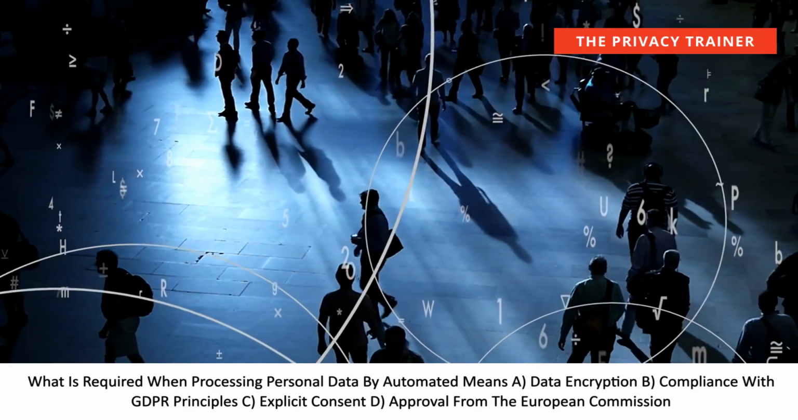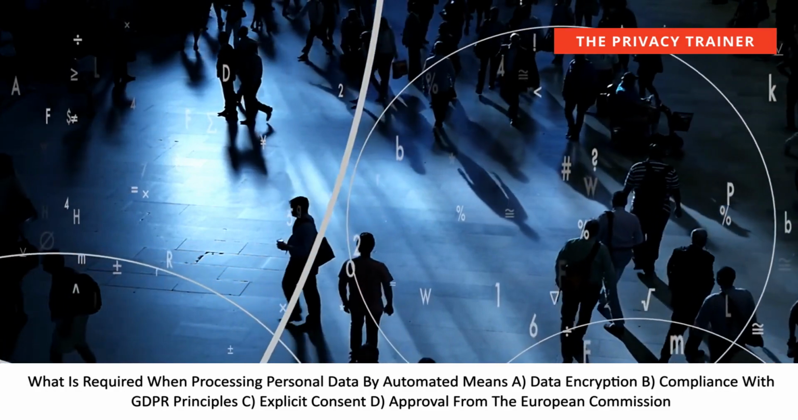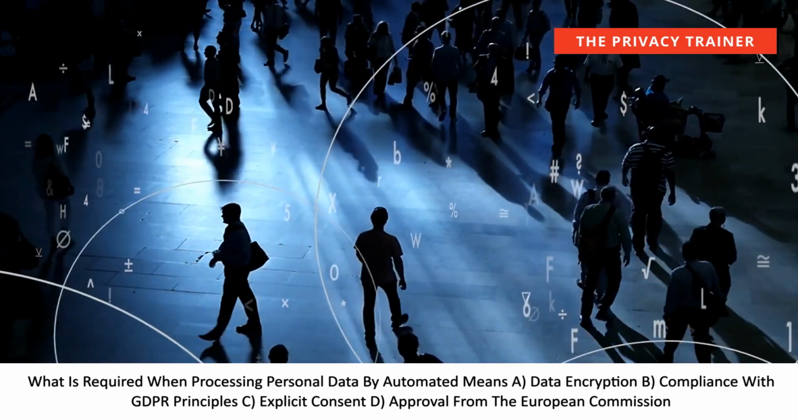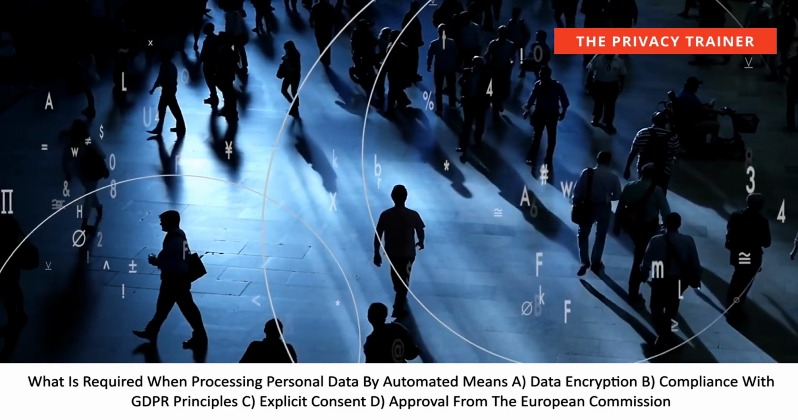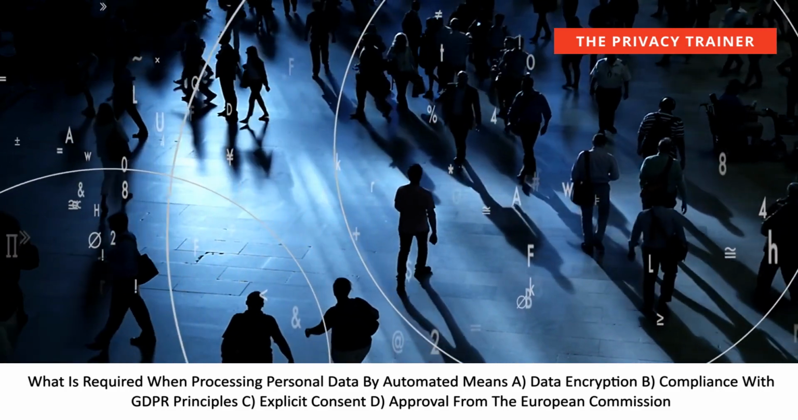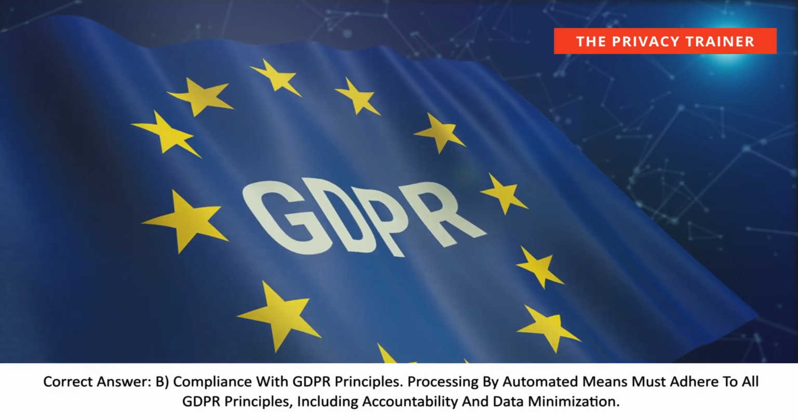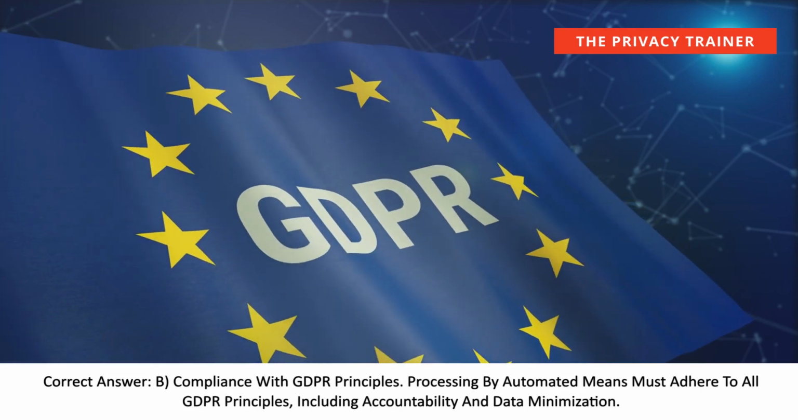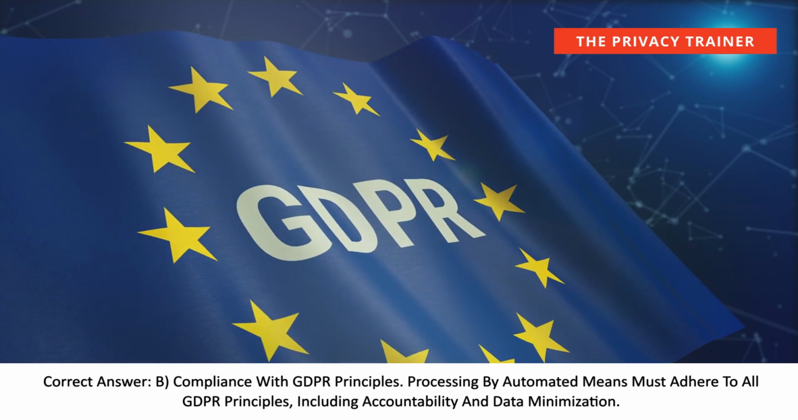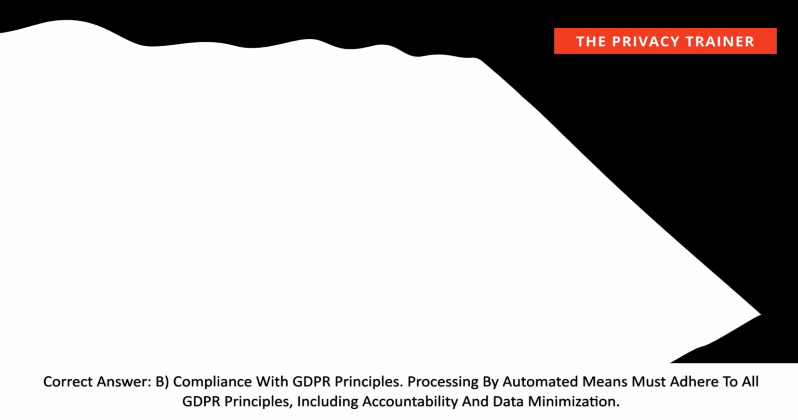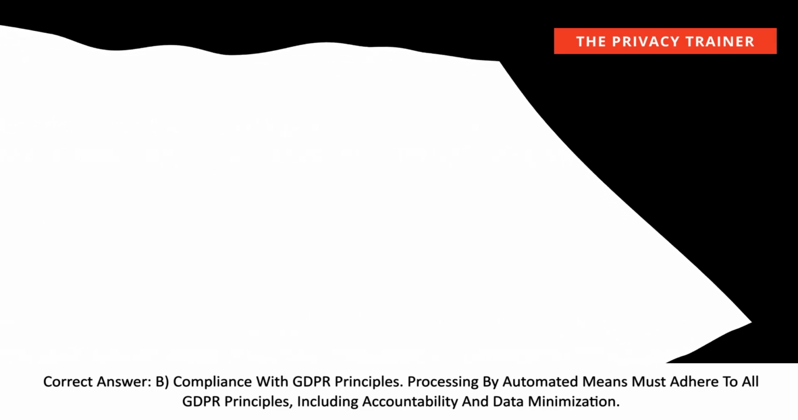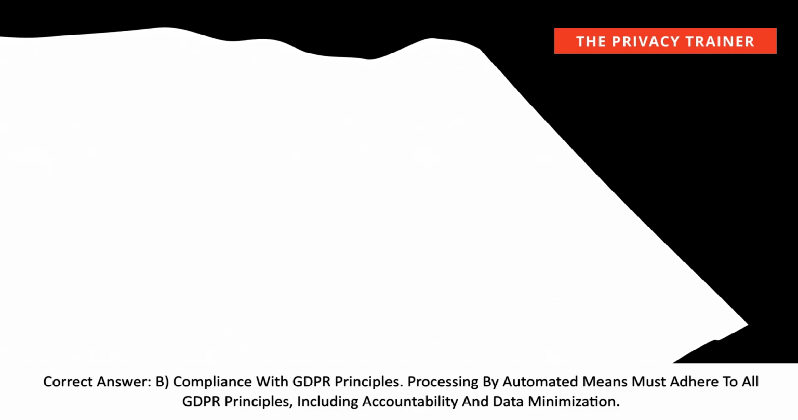What is required when processing personal data by automated means? A. Data encryption. B. Compliance with GDPR principles. C. Explicit consent. D. Approval from the European Commission. Correct answer: B. Compliance with GDPR principles. Processing by automated means must adhere to all GDPR principles, including accountability and data minimization.